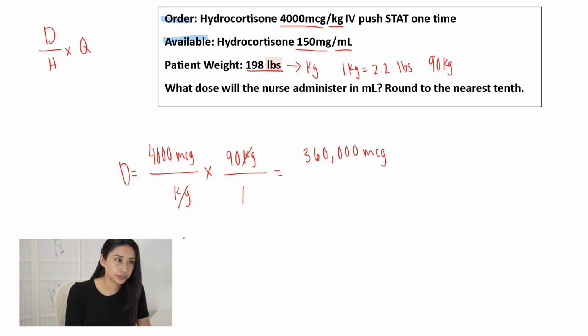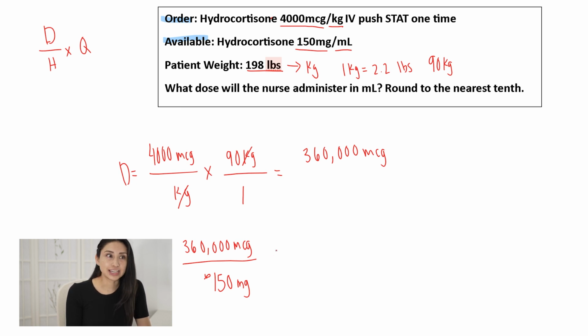So let's do 360,000 micrograms. And we are going to put that over our H. What is our H again? We said that our H is 150 milligrams. That is the concentration of medication that we have on hand. 150 milligrams. Go ahead and ignore that little scribble there. Okay, so I have 150 milligrams available.